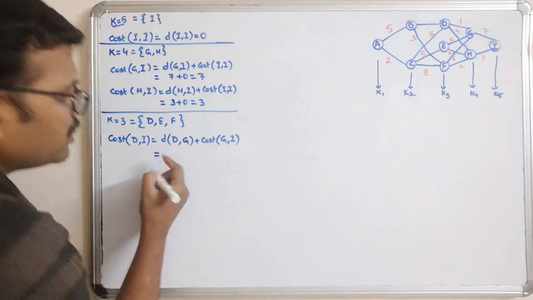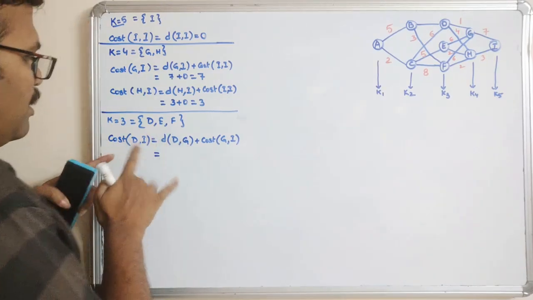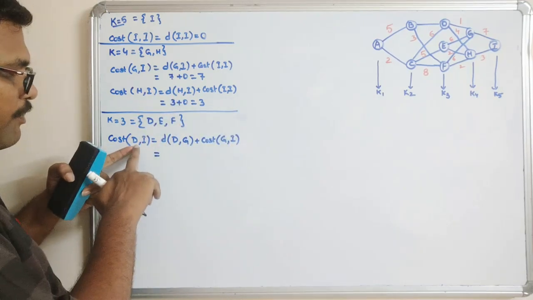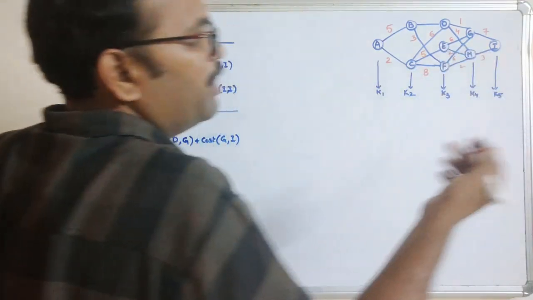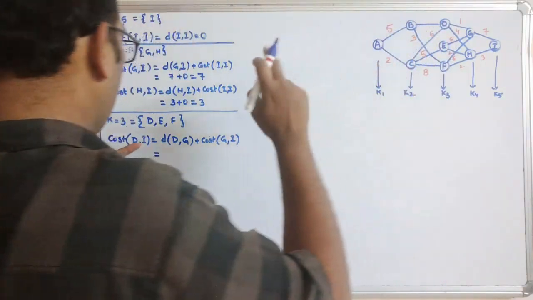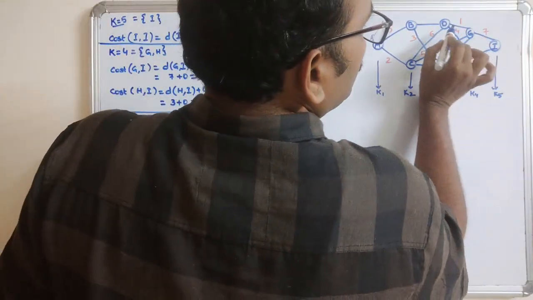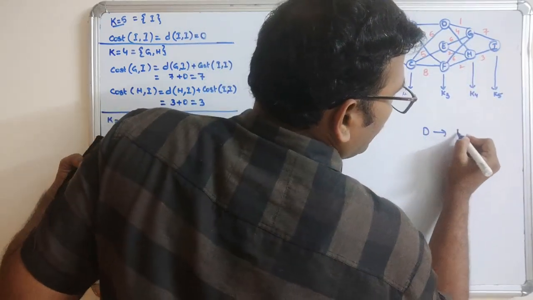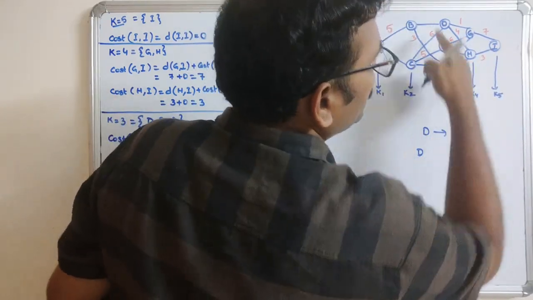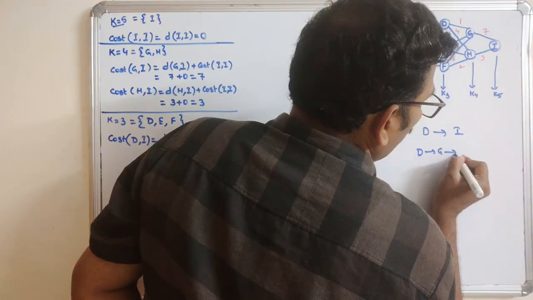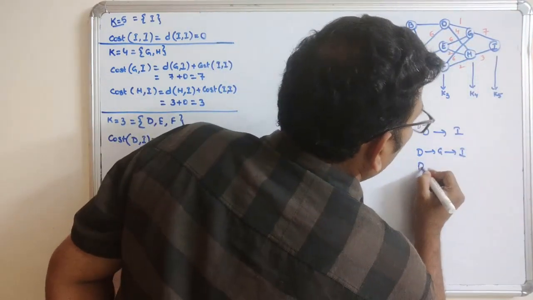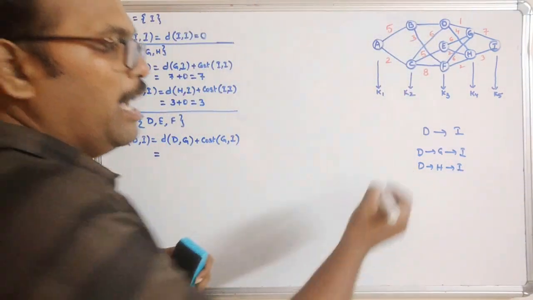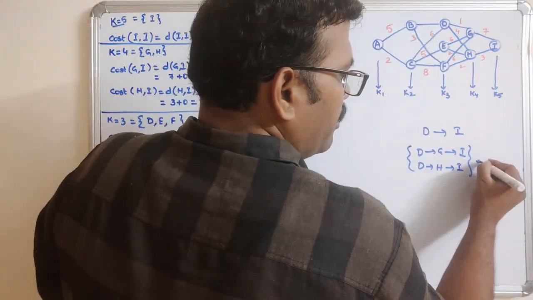So here the cost of D to I. First let us check whether there are any other edges from D. How many possibilities from D to I? So there are 2 possibilities, right? We can go with D to G, G to I, D to H and H to I. So 2 possibilities. Among these 2, we have to find out the minimum.